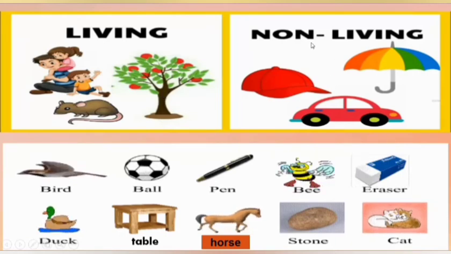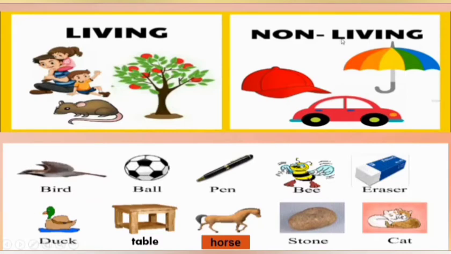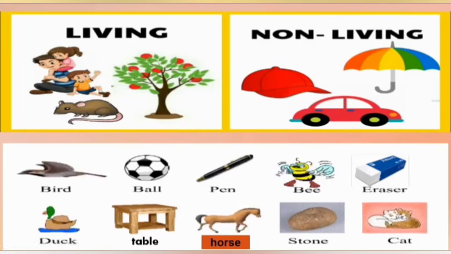And what are non-living things? Non-living things do not need air to breathe. They don't breathe. Non-living things cannot breathe. They don't need air. They cannot eat. They cannot move. Examples are a cap. Cap is a non-living thing. Umbrella, a car. A car is also a non-living thing.